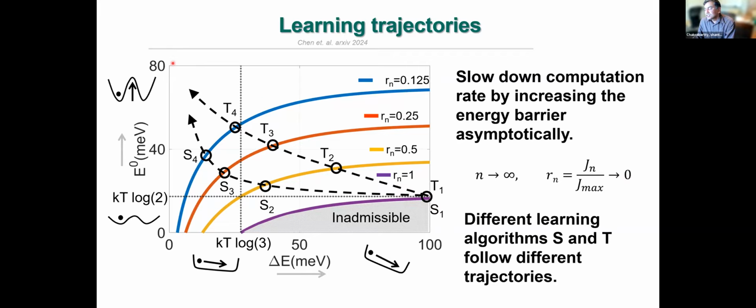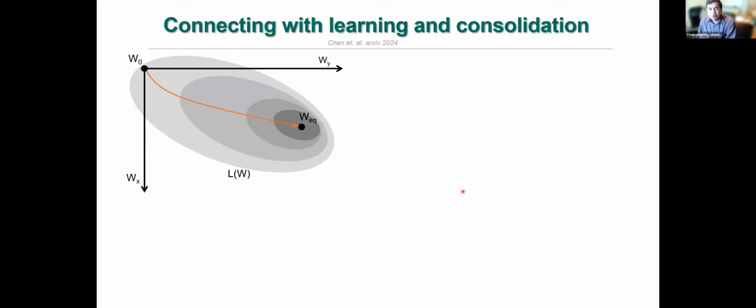At the same time, after you have learned, the weights have to be retained. That means the barrier height has to be large enough that you retain the weights you have learned. So you have to end up somewhere over here on this curve. The question now is, along these different trajectories, how much energy can be dissipated? How do we connect this with learning?